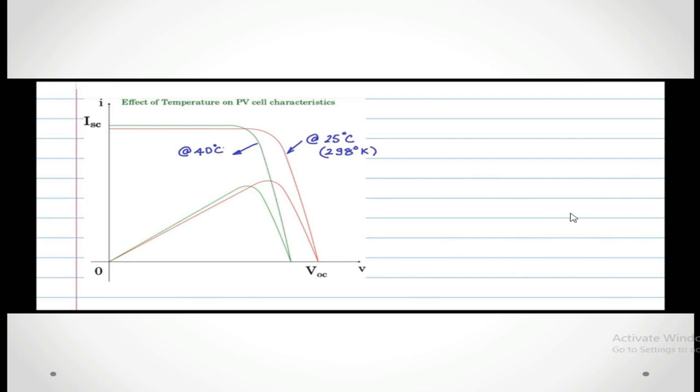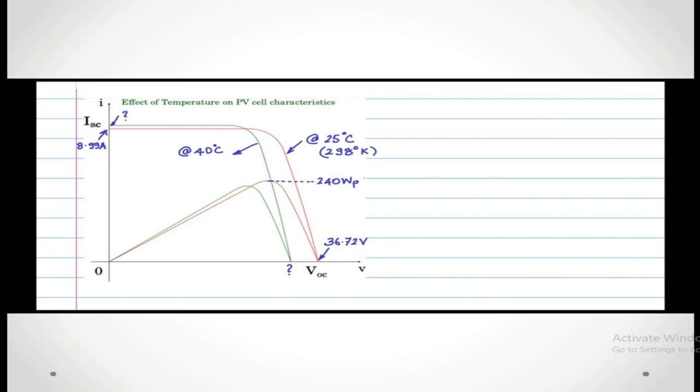Now we have known that the standard ISC and VOC are mentioned in the data sheet. VOC is 36.72 volts, ISC is 8.9 amperes. Now we need to know what are the values of ISC and VOC at 40 degrees centigrade. So we need to know these two components here: ISC at 40 degrees centigrade and VOC at 40 degrees centigrade. So we need to find these two parameters. In addition to them, we need to find maximum power.